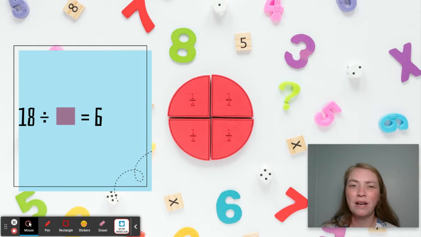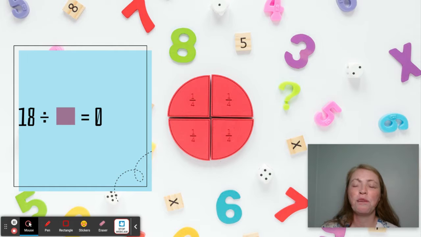18 divided by what number is equal to 6? In other words, 6 times what number would give you 18? If you said 3, you would be correct. Let's keep moving. 18 divided by what number would give us 18? If you said 1, you are correct.